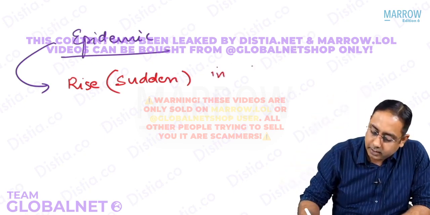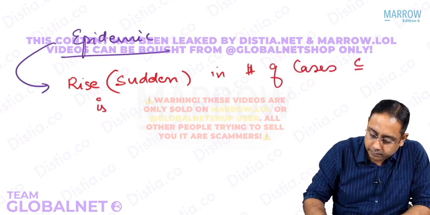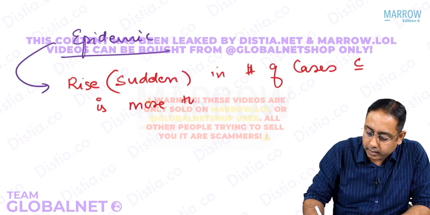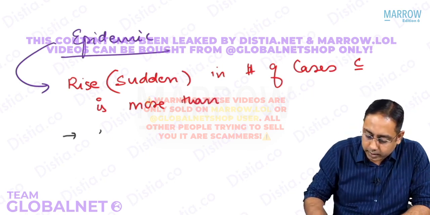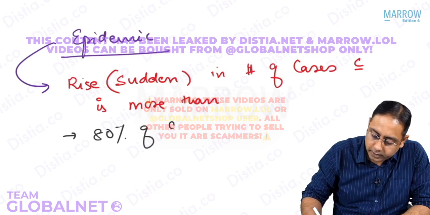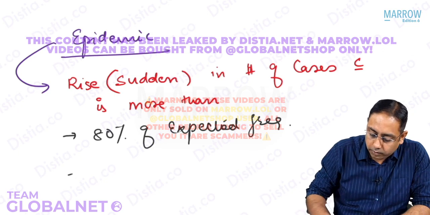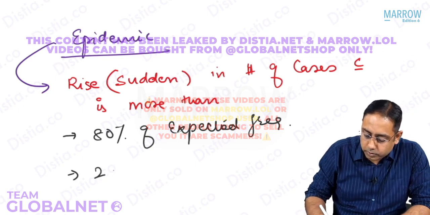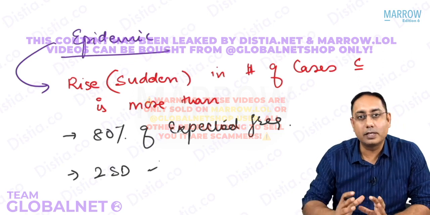The rise in number of cases, which is more than how much? There has to be some number, right? That is what the MCQ is, which is more than 80% of expected frequency, or which is more than 2 standard deviations calculated on statistical methods.